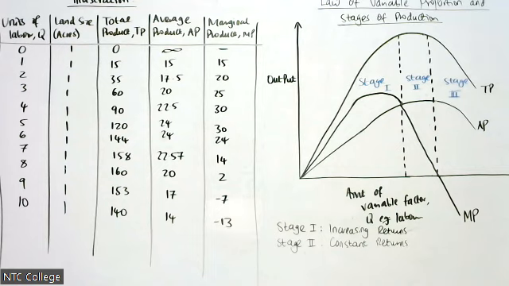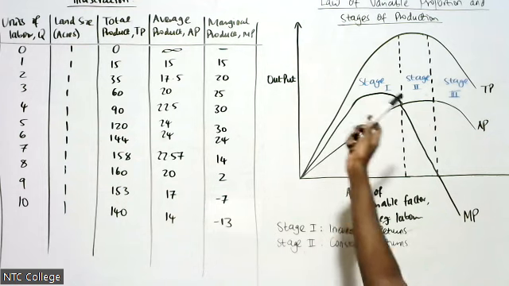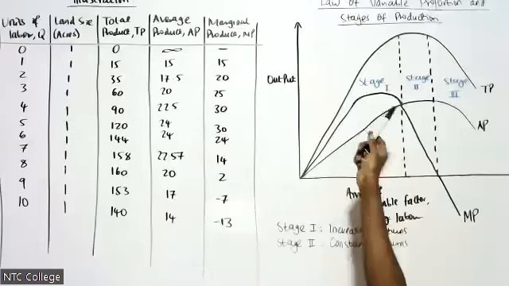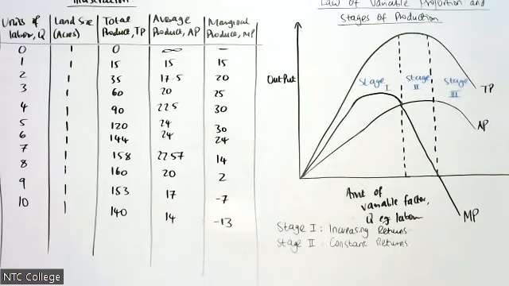At this stage, TP is at maximum, AP cuts MP, average product cuts marginal product, and then marginal product begins to fall. So stage two means that at this stage, TP is at maximum, average product cuts marginal product, and marginal product begins to fall.